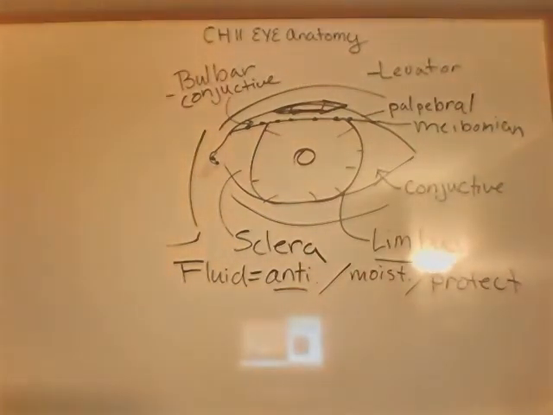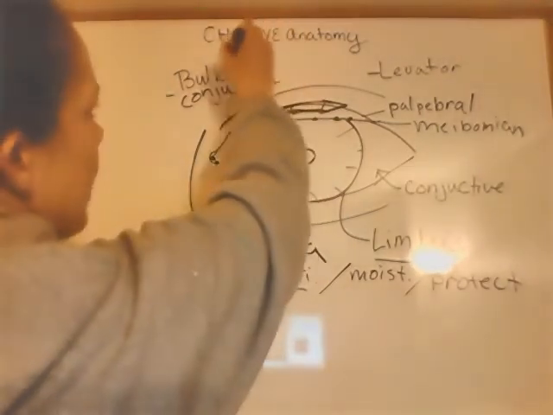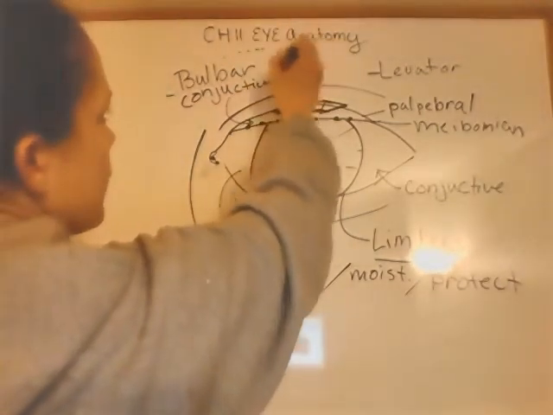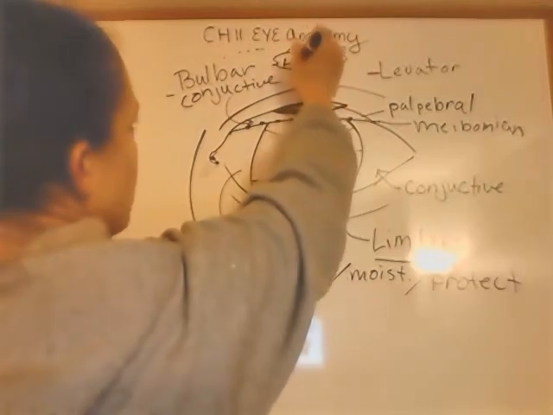So you have lacrimal glands, and the lacrimal gland is actually in the orbit of the eye. So let's say we had the eyebrow up here. The lacrimal gland is going to be in the orbit of the eye.